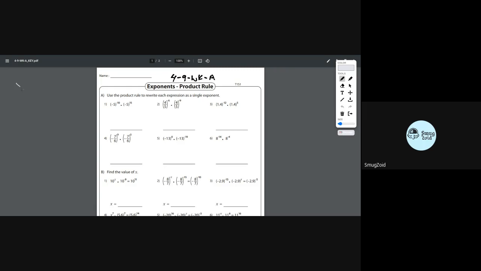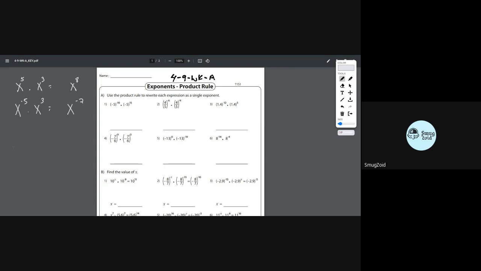If I have x to the 5th times x to the 3rd, I just add exponents. It'd be x to the 8th. That's if you're multiplying. Let's say if it's x to the minus 5 times x to the 3rd, your answer would be x to the minus 2, okay? All right. So just keep in mind, you're just adding.